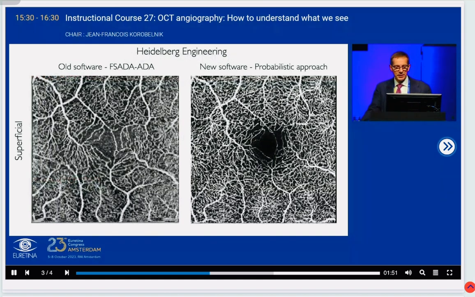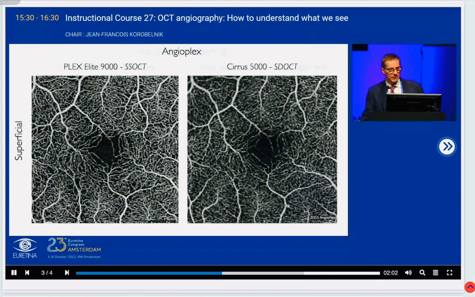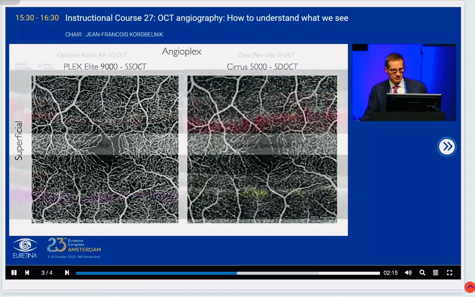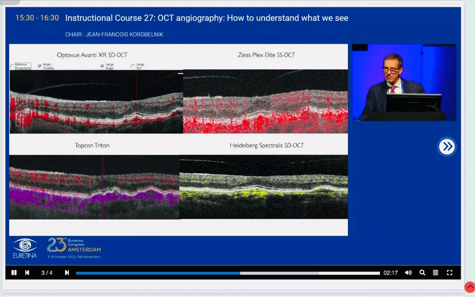For example, here, using the same machine but 2 different software, the old software by Heidelberg and the new one, you see that the images look a little bit different. The same if you take the same software but 2 different instruments, like the Plex Elite Swept Source and the Cirrus spectral domain, you get different images. Remember all the time that the images are created from B-scans. So it's always important to see the B-scan to analyze if there is an artifact or not.